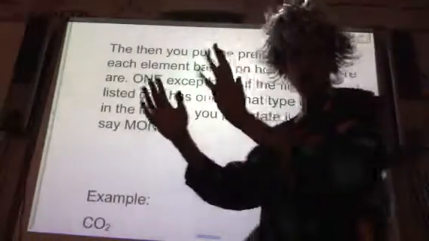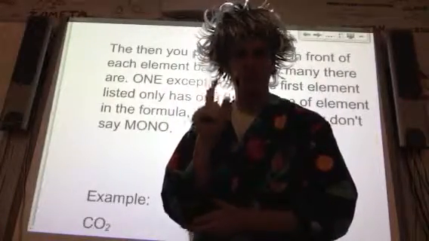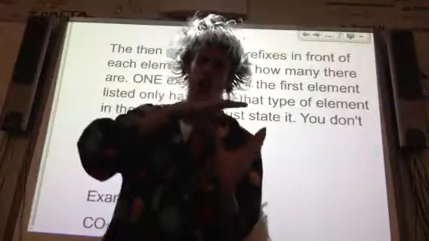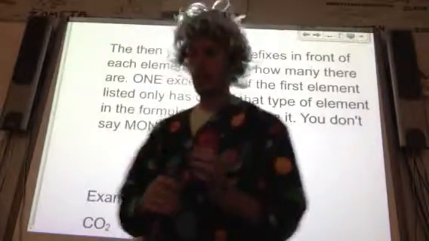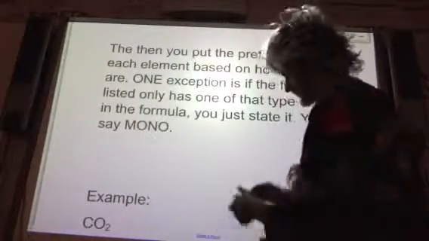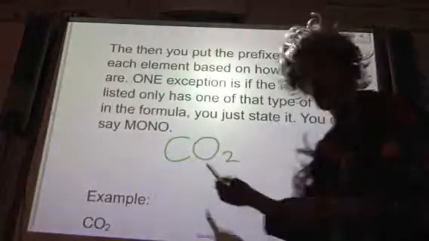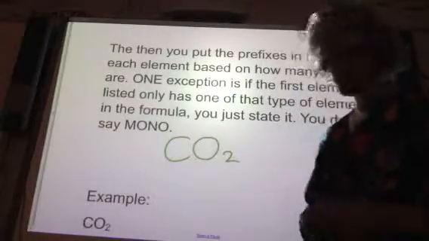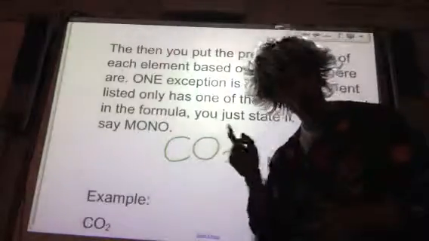You're basically just putting the prefix ahead of the name, with one exception. If the element starts off with only having one, you don't put mono. Let me explain. An example, CO2. How would we name this molecule? Well, hopefully it's familiar to you. You've seen this molecule before, or at least heard of it.